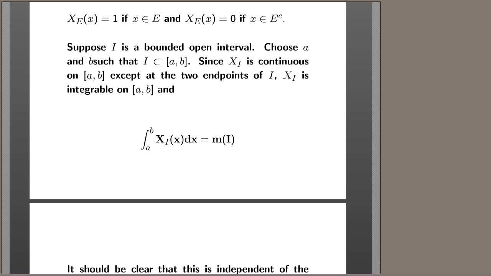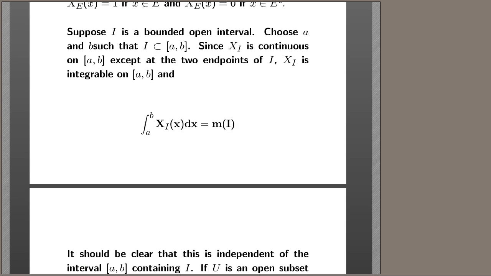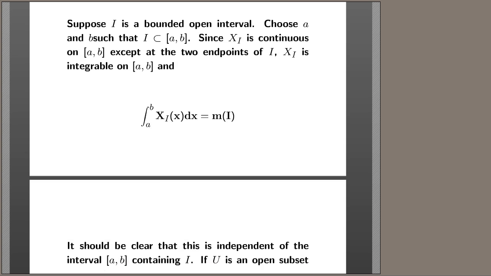The measure of I is equal to the integral from A to B of the characteristic function of I, and of course this definition is unique. In other words, if you choose another closed interval that contains the bounded open interval I, well, because you define the function outside of I to be zero, it doesn't matter what the length of the interval which contains it is. I mean, take CD, but CD be larger.